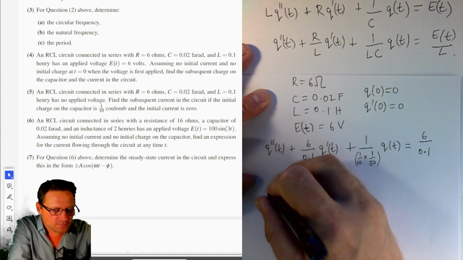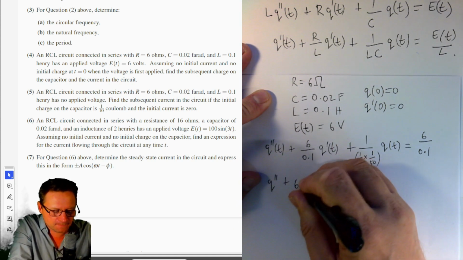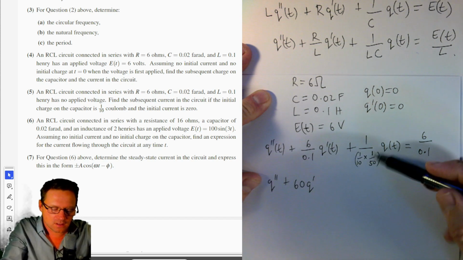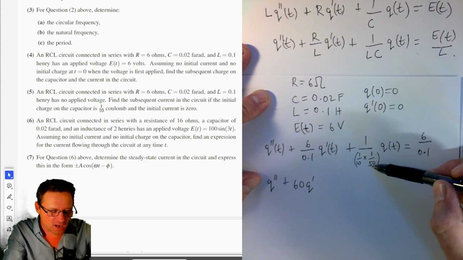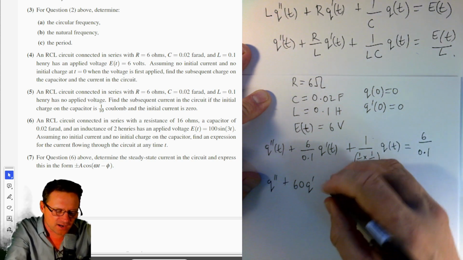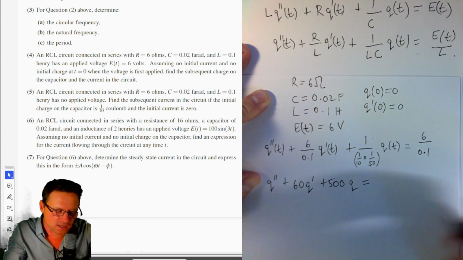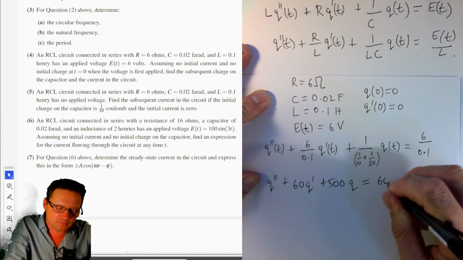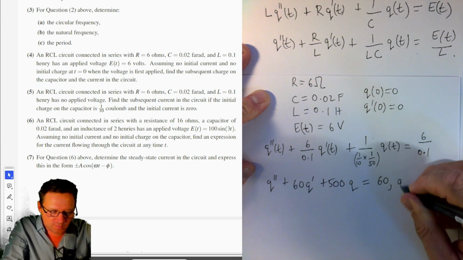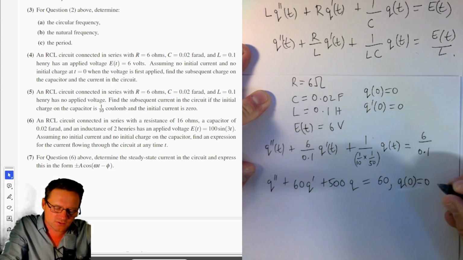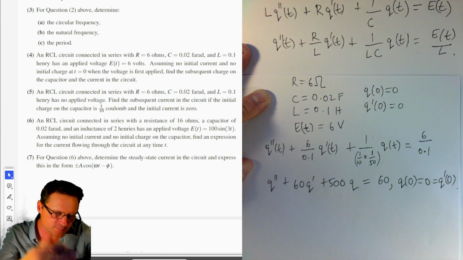Okay, so moving on, q'', 6 over 0.1 is 60 q'. On the denominator here, we have 1/10 times 1/50 is 1 over 500, but inverting this gives us 500 times q, and then on the right-hand side, we have 6 over 0.1 is 60. Okay, so there's our differential equation. Now let's also remind ourselves that we have these initial values. There.